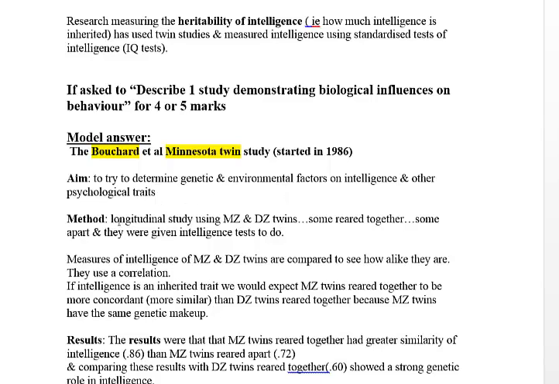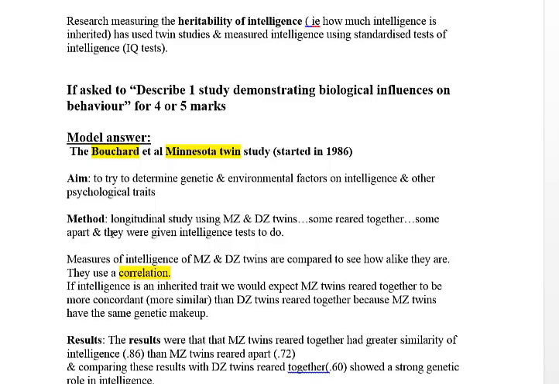So what did they do? They did a longitudinal study. A longitudinal study is a study that takes the same people over time, over a long period of time. And here they were investigating MZ and DZ twins. Some of them reared together and some of them apart. And what did they have to do? They had to do intelligence tests, IQ tests. Okay, and what they then did was they measured those and correlated them. So that's quite useful for you to know as well, that it was a correlation.